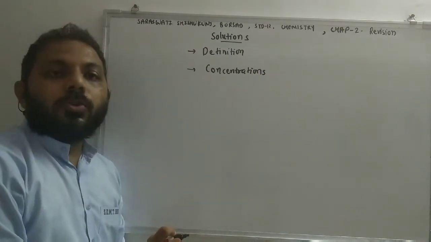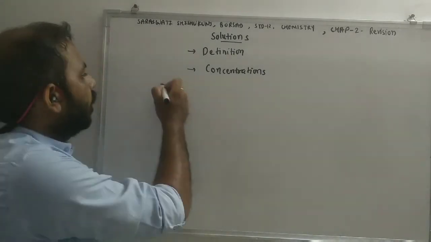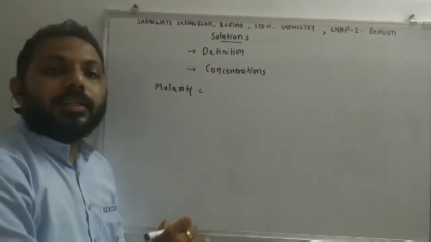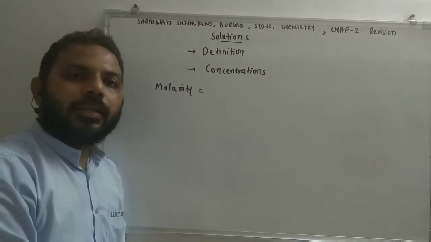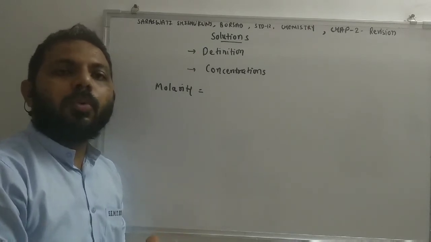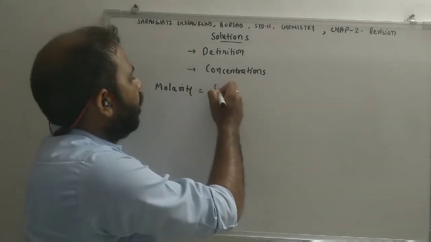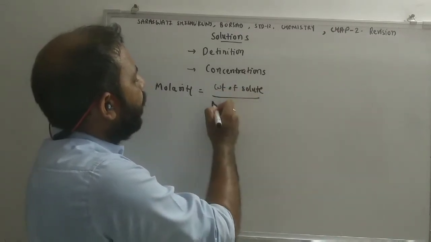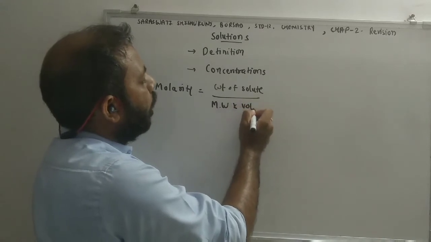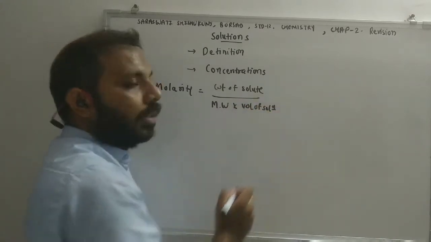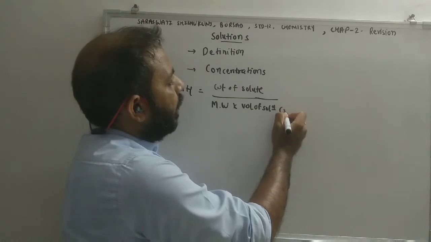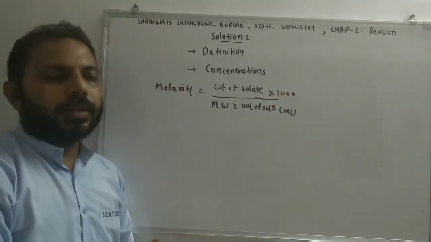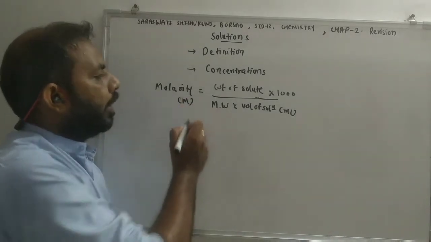Okay. So we'll revise the formulas. First is molarity. So molarity is mole per liter, right? We know the formula of molarity, mole per liter. So the formula will be weight of solute divided by molecular weight into volume of solution. So if volume of solution is in ml, then you need to multiply it by 1000. So this is molarity, which is indicated by capital M.